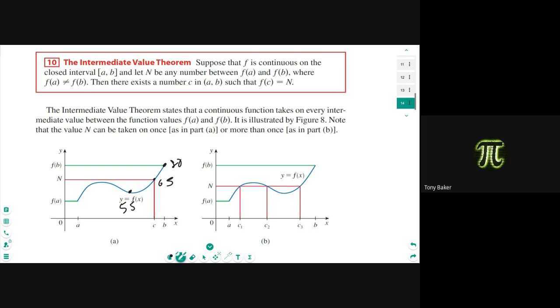The place that this is used most often is finding zeros. If I'm below zero at one point and I'm above zero at another point, at some point between it, it has to cross zero. So that means there has to be an actual answer or a zero term between those two values.